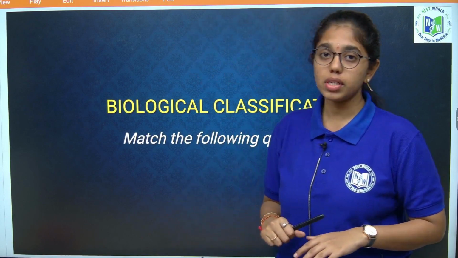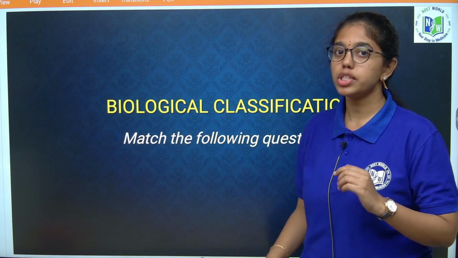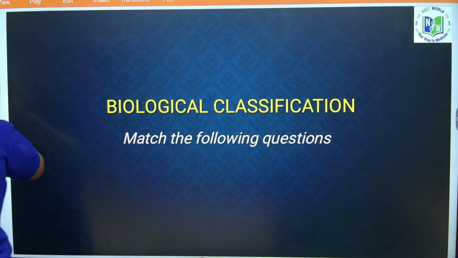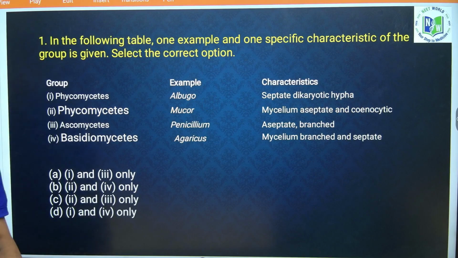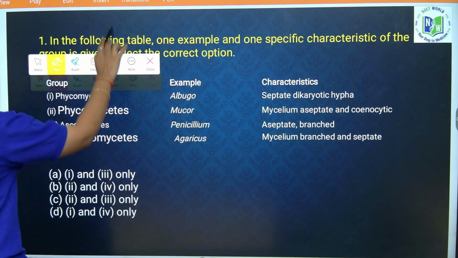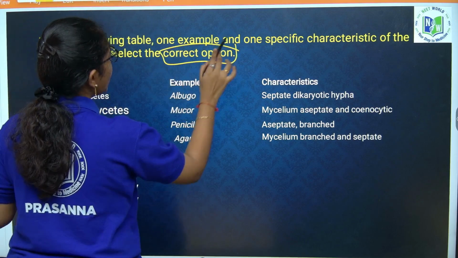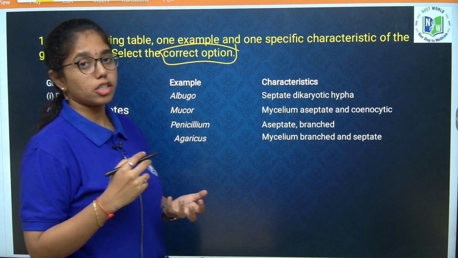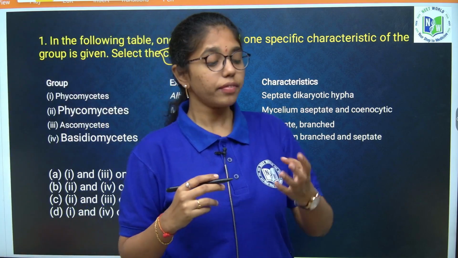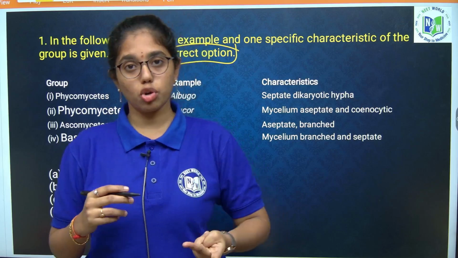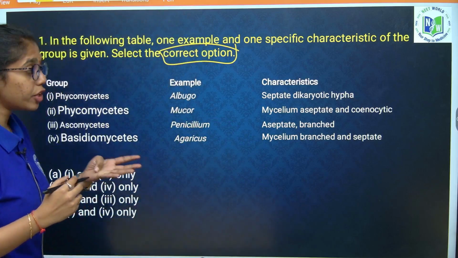Here we are going to discuss match the following questions from the chapter biological classification. If you look into the first question, where he has given us the group, example and characteristics and is asking us to find the correct combination of the option. If we recall all the classes of fungi we have studied, we have 4 classes of fungi. What are they, beta? Phycomycetes, Ascomycetes, Basidiomycetes and Deuteromycetes.